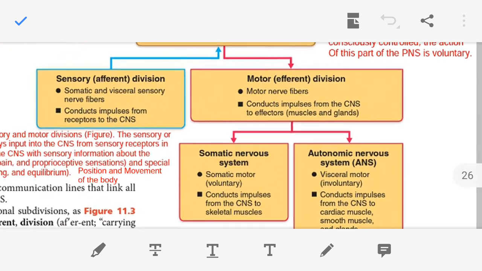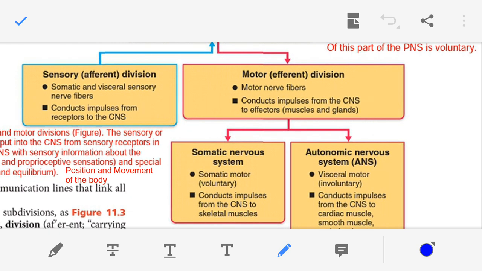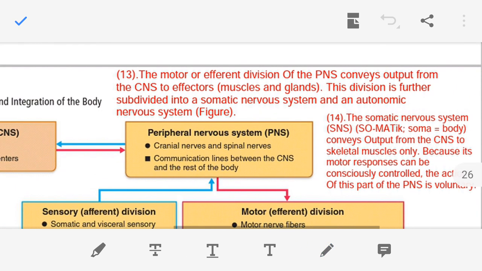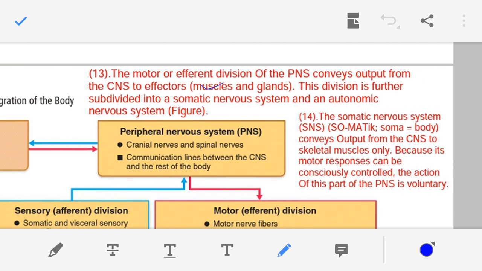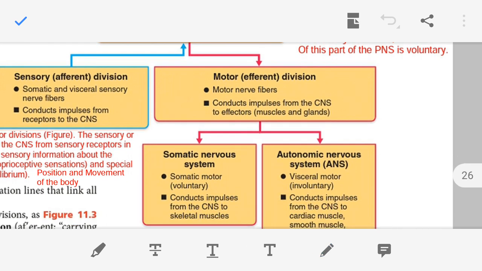So we can divide this motor division. In the motor division, motor nerve fibers are there, and we can divide these fibers into two types: the somatic nervous system and the autonomic nervous system. The motor or efferent division of the PNS, as I have explained, sends the impulse from the CNS to the muscles or the glands of the body. So we divide the motor division into the somatic nervous system and the ANS, the autonomic nervous system.